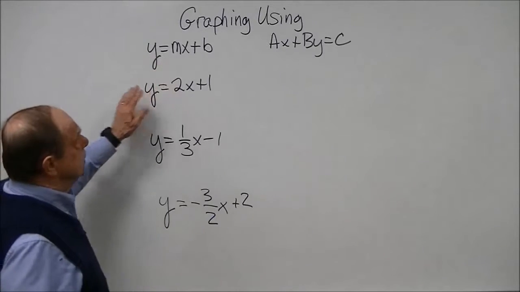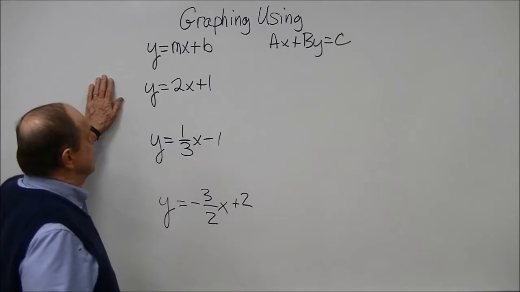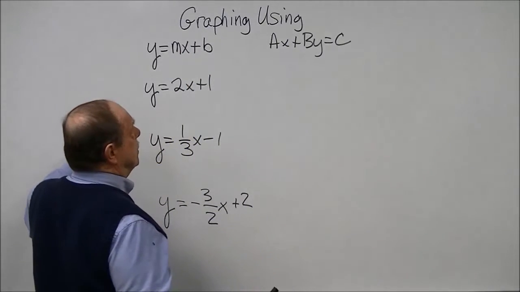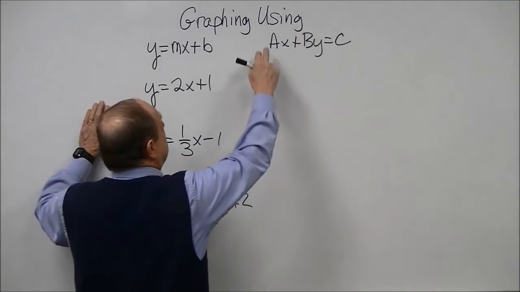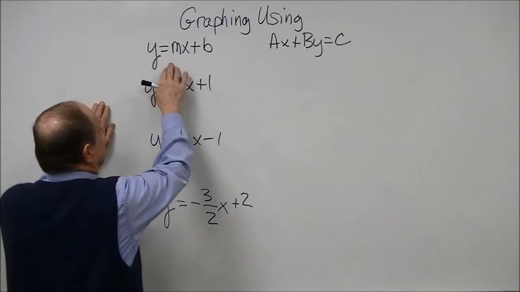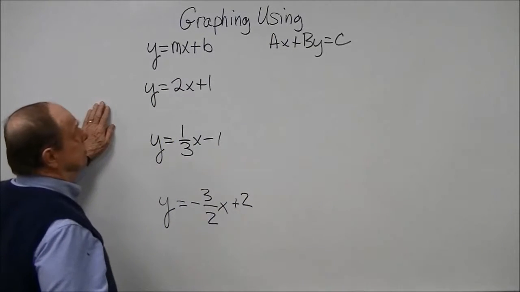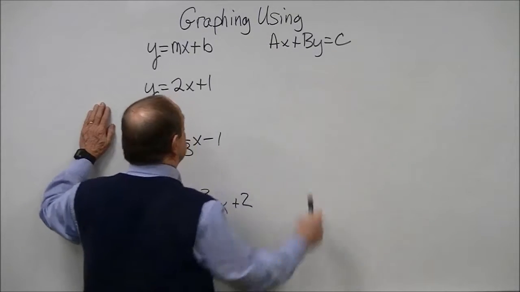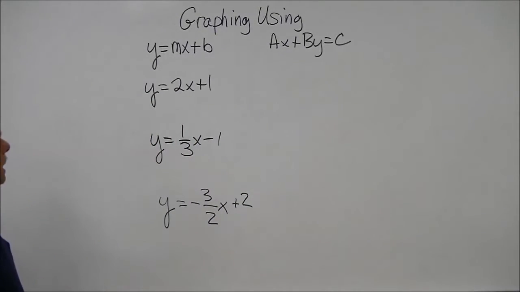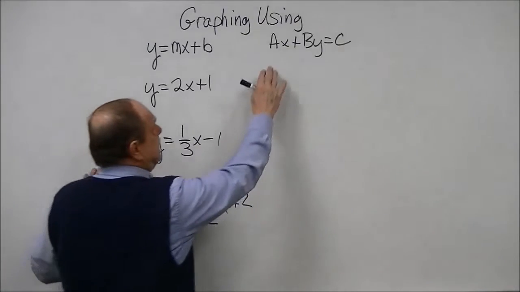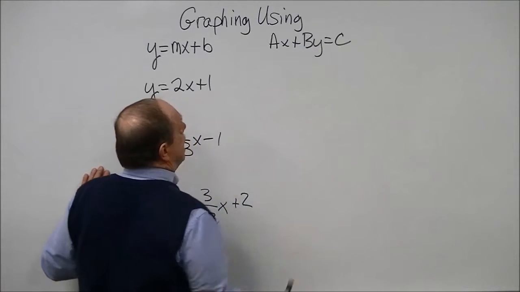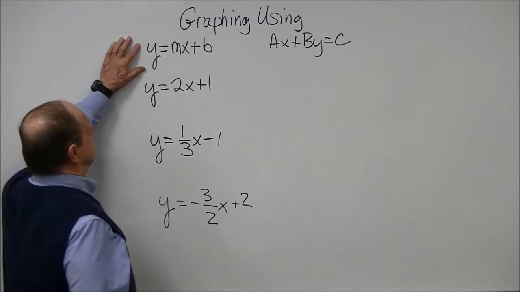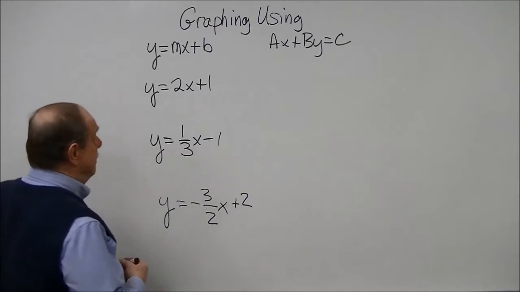What I'm going to show you now is graphing of linear equations in two variables using the slope-intercept equation and then later standard form. Now, when you take standard form and solve for the letter y, you end up with an equation like this. And some interesting thing happens.